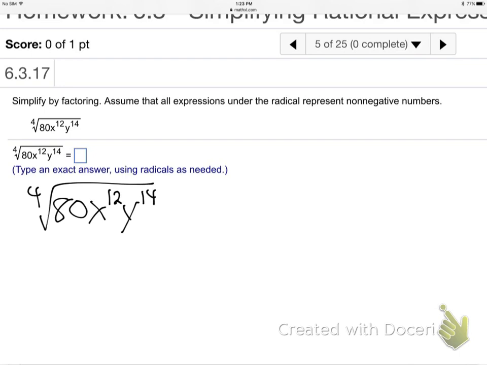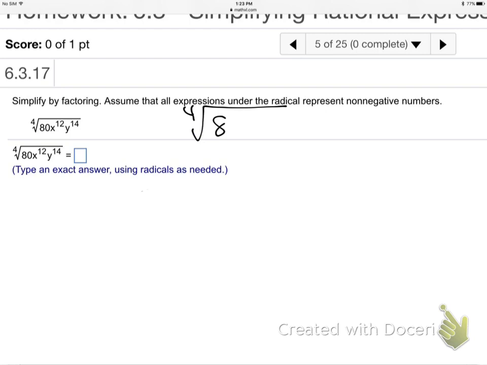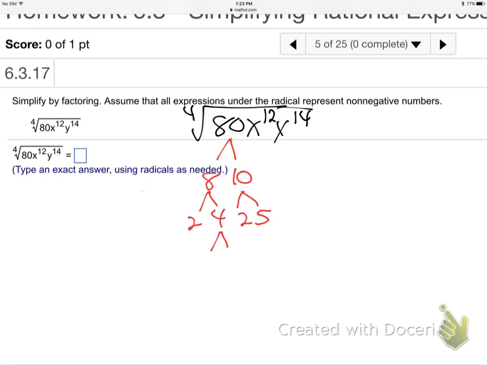Okay, so 80 x to the 12th. So 4th root of 80 x to the 12th y to the 14th. Yeah, let me move it up. I need a little more room. So bring it up here. 4th root of 80 x to the 12th y to the 14th. Okay, the 80 is just normal, just break down the 80. 8 times 10, right? Anything that ends in a 0 is times 10. Keep going. 2 times 4, 2 times 5, 2 times 2.